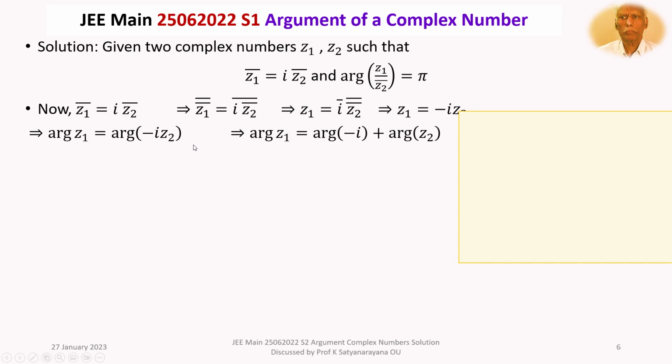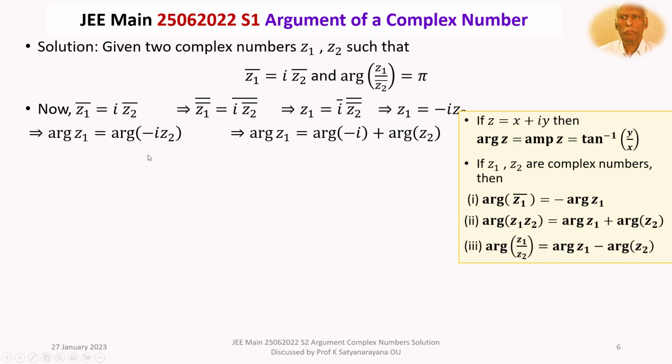Take the arguments on both sides. So the argument of Z1 is equal to the argument of minus i Z2. So what is the argument of minus i Z2? We use this second property: the argument of the product Z1 Z2 is equal to the sum of their arguments, argument of Z1 plus argument of Z2. So the argument of minus i multiplied by Z2 is equal to argument of minus i plus argument of Z2. Now, what is argument of minus i?